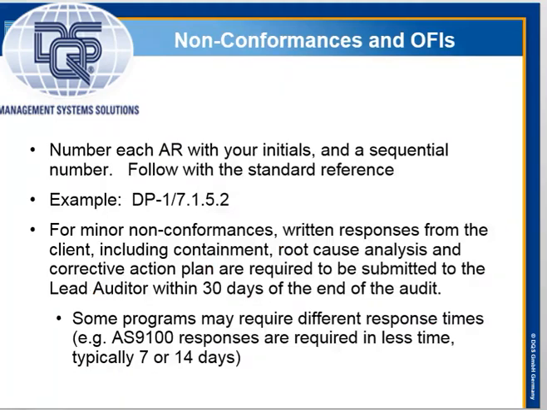We number each AR with your initials and then a sequential number followed by the standard reference. So DP-1 for the first AR written by DP against 7152, a calibration requirement. For minor nonconformances, written responses from the client, including containment, root cause, and corrective action plan, are required to be submitted to the lead within 30 days. This is for QM. Some programs, like AS, require less time or have different requirements. So if you're doing something that's program specific, you need to look to that program to see what their requirements are.